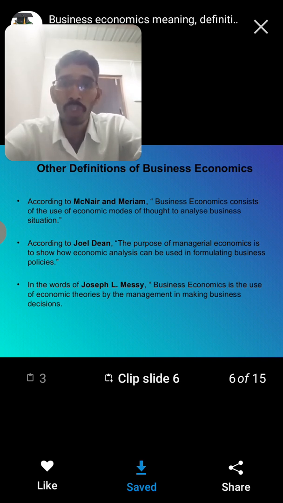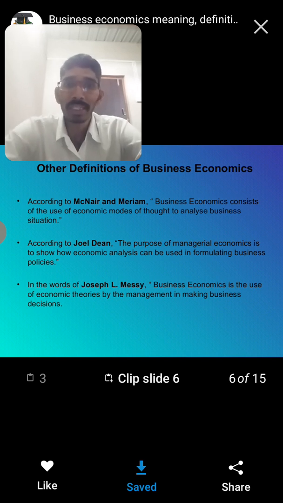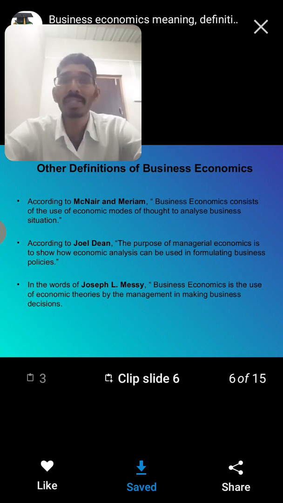Another definition is by Joel Dean: the purpose of business economics is to show how economic analysis can be used in formulating business policies, policies for the profitability of our company, through economic analysis aimed at gaining more and more profit. And the last one, Joseph L. Massie: business economics is the use of economic theories by the management in making business decisions.